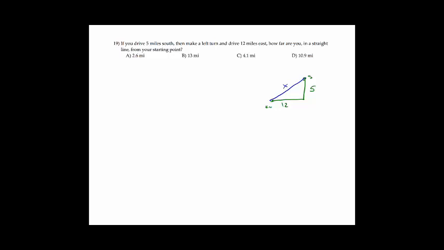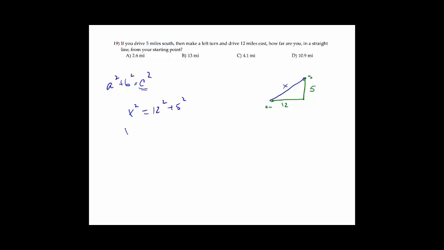Remember that the Pythagorean theorem says a squared plus b squared equals c squared, where a, b, and c are sides of a right triangle. C has to be the hypotenuse, and A and B are the other two legs. For this particular example, the hypotenuse is x. So we have x squared is equal to 12 squared plus 5 squared. This is the equation I need to solve for x.